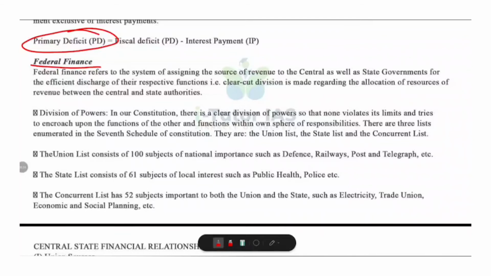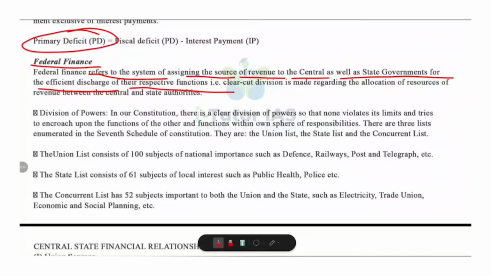That is, federal finance refers to the system of assigning the sources of revenue to the central as well as the state government for the efficient discharge of their respective functions. Okay, think just like a family. Just like in a family, different members have different responsibilities and need money for different purposes. In a federal system, the center and the state have different functions and therefore need different sources of revenue.